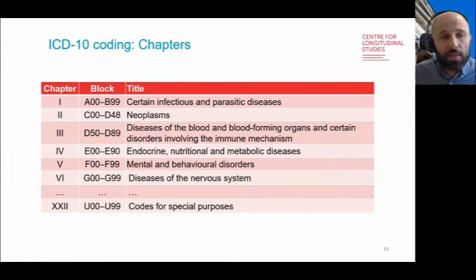And as has been said already, the codes are broken up neatly into chapters, going from chapter 1, certain infectious and parasitic diseases, to chapter 22, codes for special purposes. I say they're broken up neatly, but as you can see, the codes don't always correspond that neatly to the chapters. So chapter 1 includes codes beginning with both A and B, and the codes beginning with D fall into both chapters 2 and 3, depending on the rest of the code. So just something to be aware of.